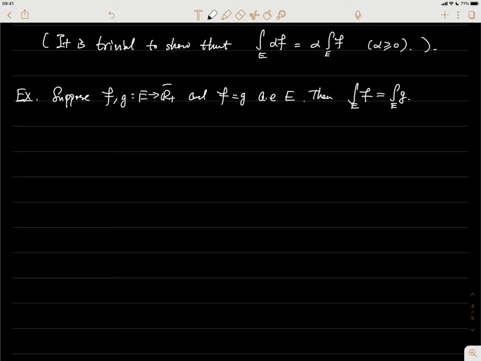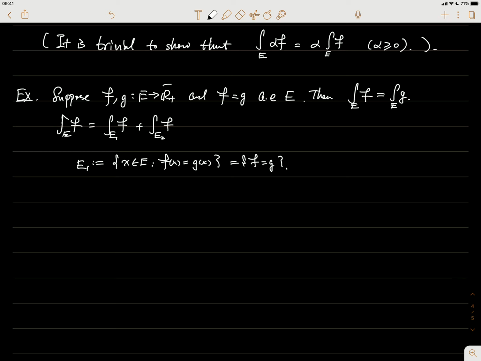Actually, it can be easily shown that the integral of f can be written as the integral of f over E1 plus the integral of f over E2, where E1 is defined to be the set where the functions f and g are equal. So it's the set of points where f(x) equals g(x). Sometimes I just write this as f equals g. So that's E1, and E2 will be just the complement of E1. And these two are both measurable sets because f and g are measurable functions.